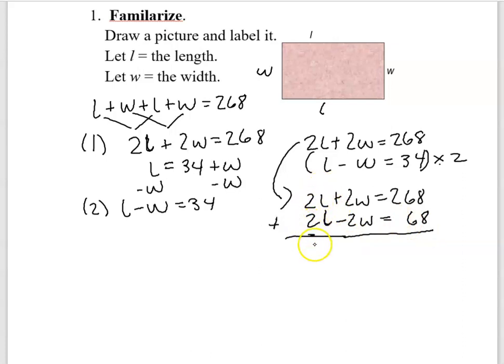So I would have 2 and 2, that's going to be 4 lengths. My widths cancel out because they turn into 0. 268 and 68, it's going to be 336. And then I want to divide by 4. And so 336 divided by 4 is going to end up getting me 84.